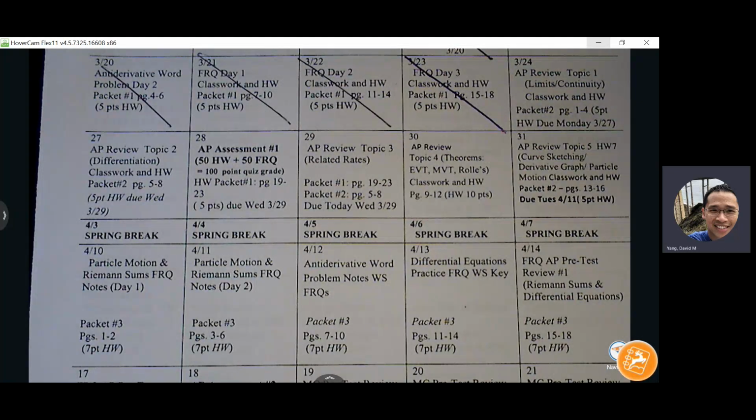We'll work through as much as we can today, and whenever we don't finish, I'll try to put homework on Wednesday. Wednesday, I'll check pages 19 through 23, basically the morning review from the upcoming quiz, and then pages 5 through 8, I'll check that Wednesday.